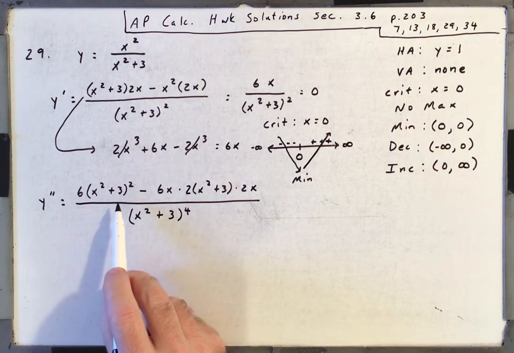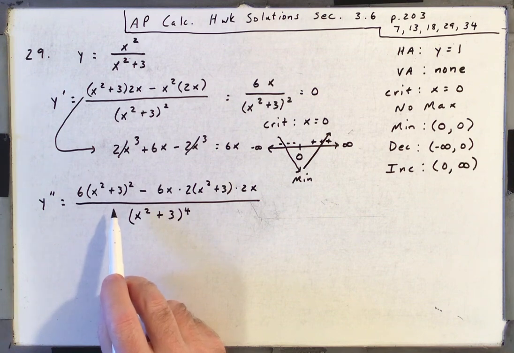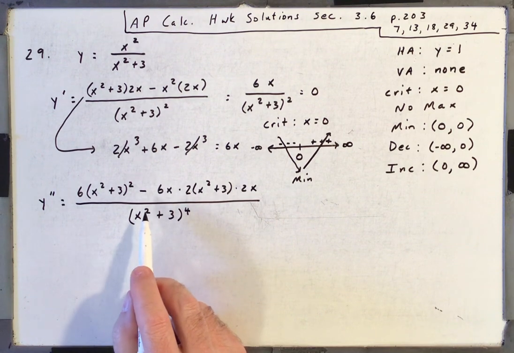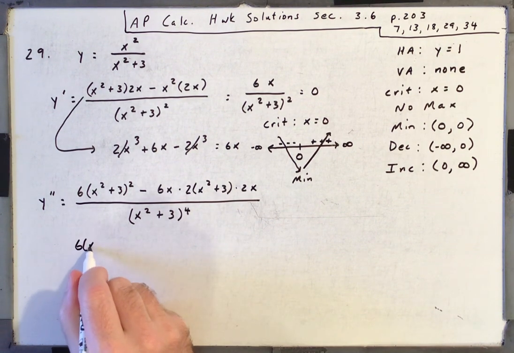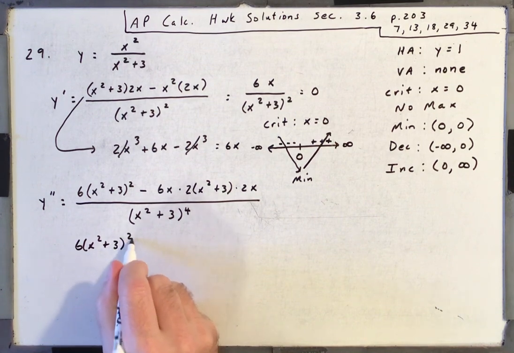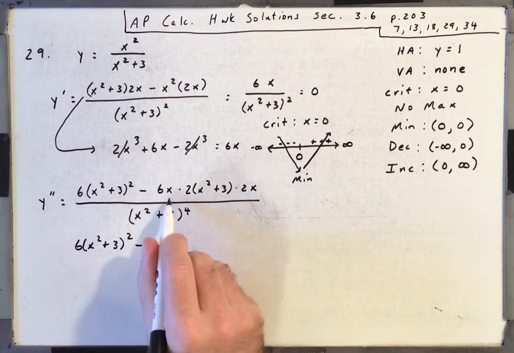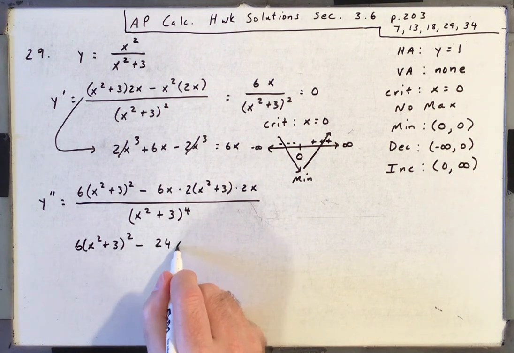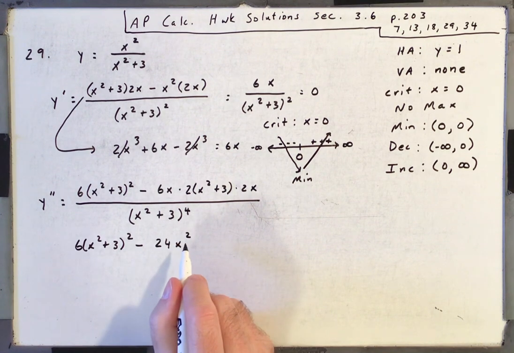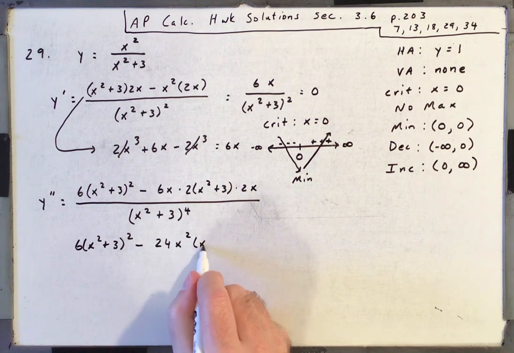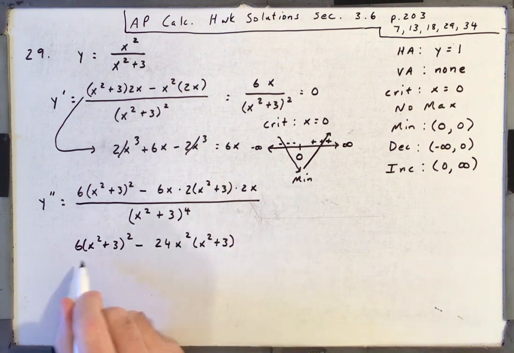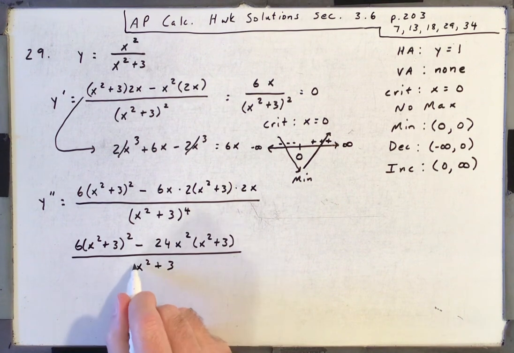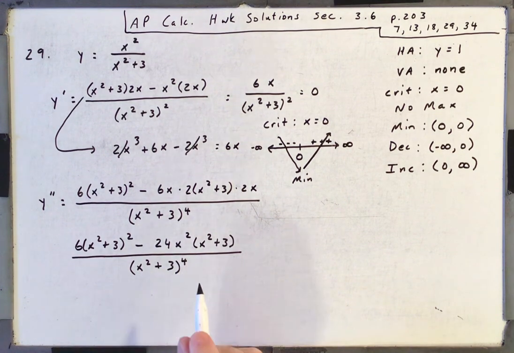Now again, all I'm really worried about is the top. Where is the top 0? Because the bottom's never going to be 0. So I have 6 times x squared plus 3, all squared, minus 24x squared times x squared plus 3, all over x squared plus 3 to the 4th.